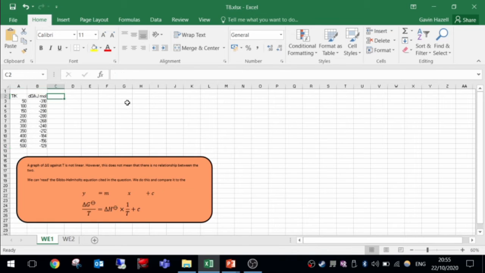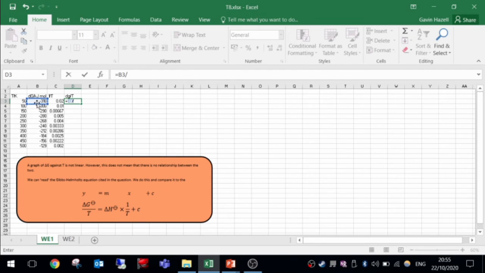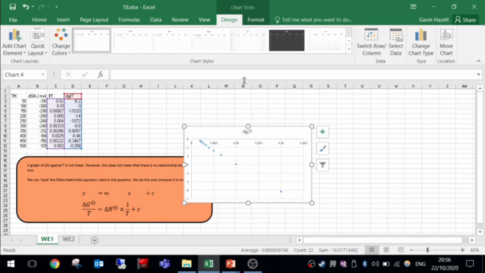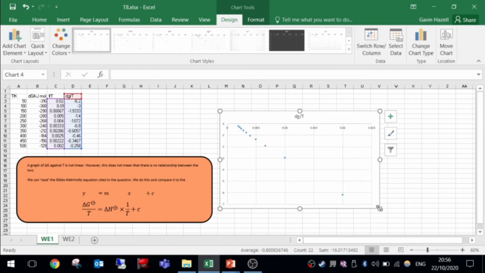If I now start to plot that up, so if I look at the linear form of the Gibbs-Helmholtz equation, and I plot delta G over T by 1 over T, let's see what happens. So 1 over the temperature, so I can do that calculation, equals 1 divided by my temperature, versus delta G over T, so equals that divided by my temperature. And when I plot that, I'm instantly greeted with a straight line.